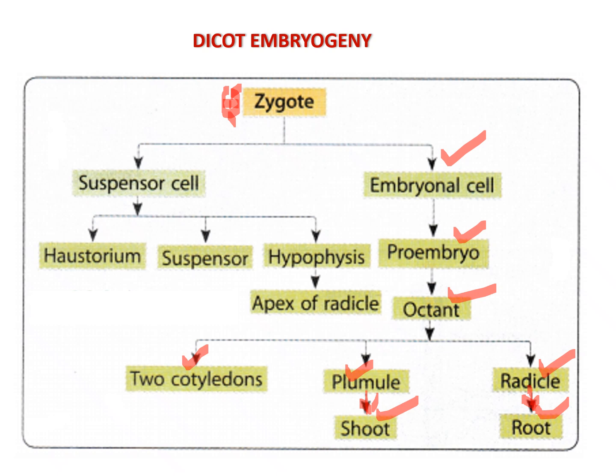The basal cell forms the suspensor. Six to eight cells of the suspensor are formed. The larger cell is known as the haustorium, and the middle part is the suspensor, and the upper part of the suspensor is the hypophysis. From this hypophysis, the radicle is formed, and this radicle is the apex part of the root.